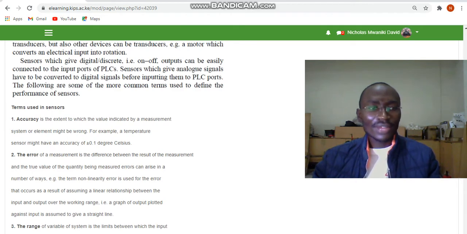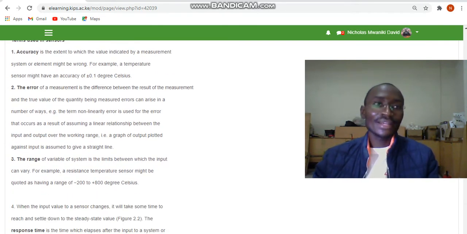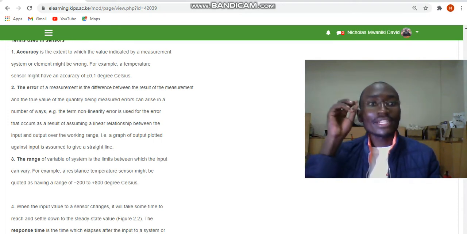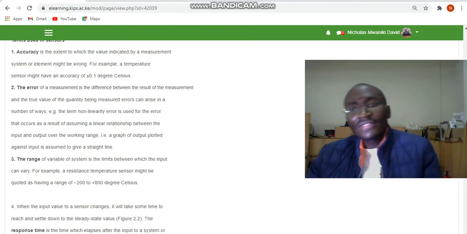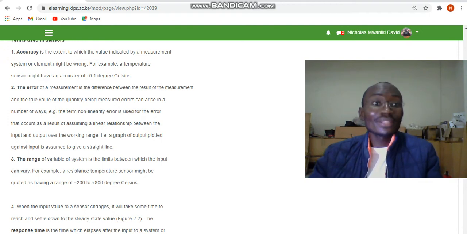Before we go to that, let's look at the terminologies used in sensors so that you may be able to understand them. The first terminology is accuracy. Accuracy is the extent to which the value indicated by a measurement system or element might be wrong. For example, a temperature sensor might have an accuracy of positive or negative 0.1 degrees Celsius. That is the definition of accuracy.